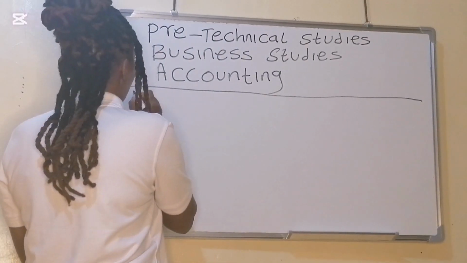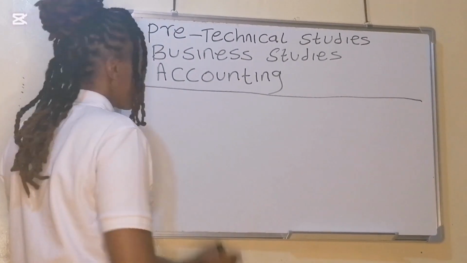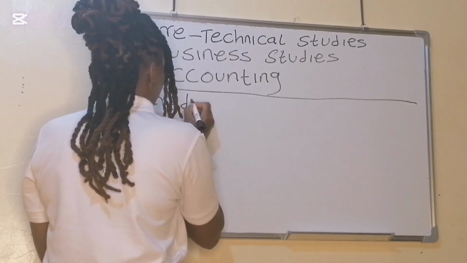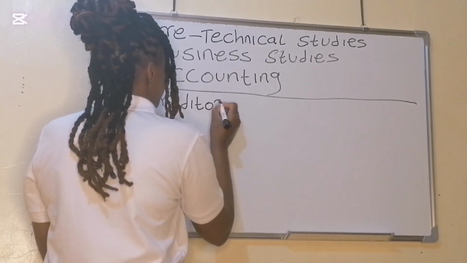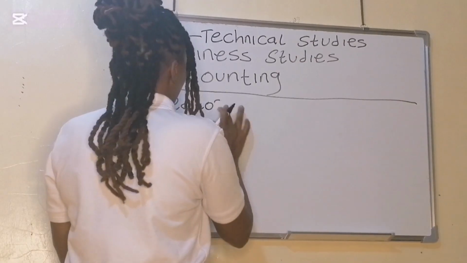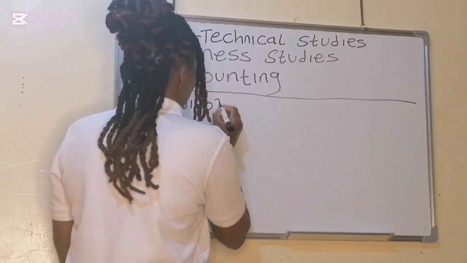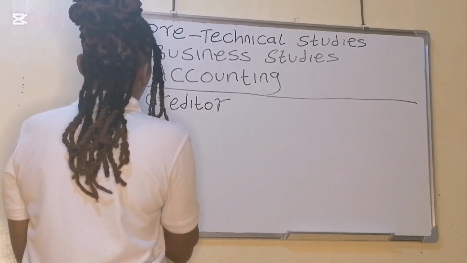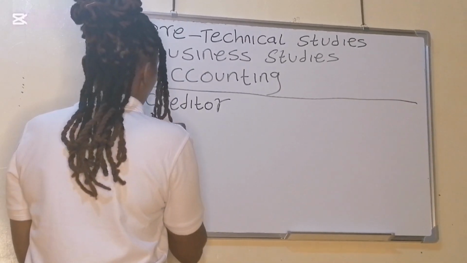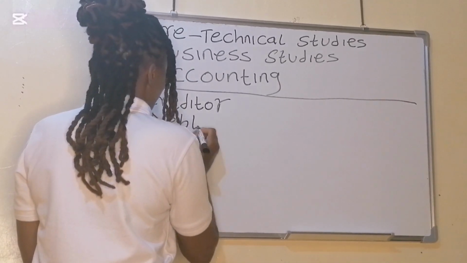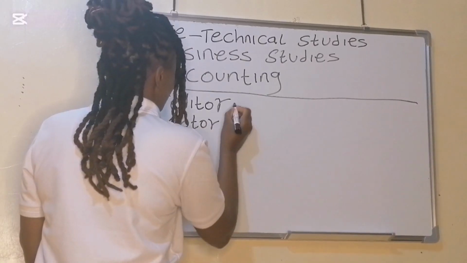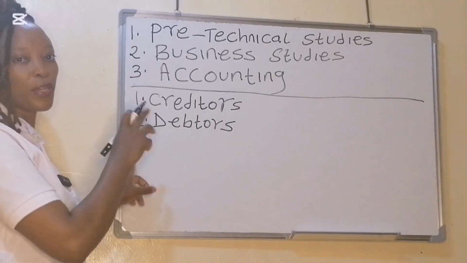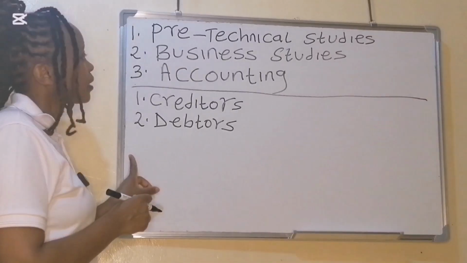These two terminologies. The first one is creditor. The second one is debtor. Creditors and debtors. These two terminologies students confuse.